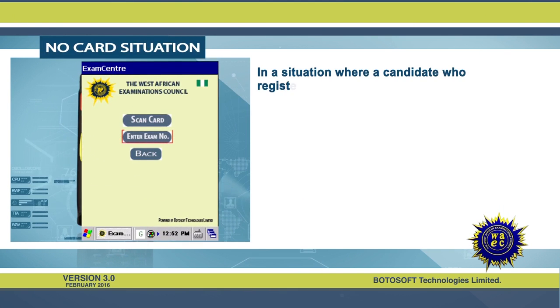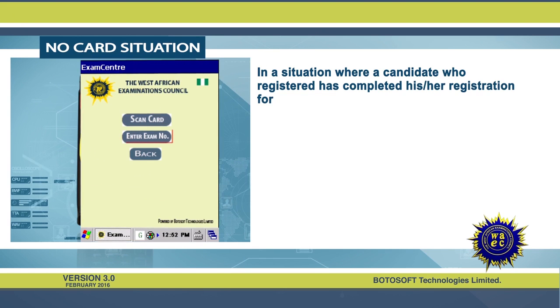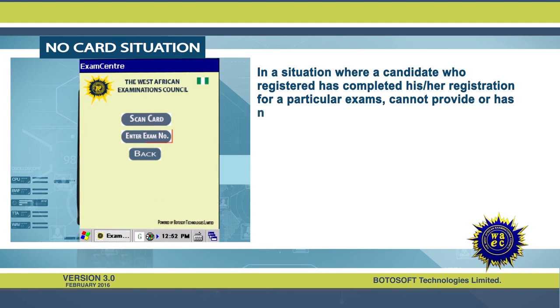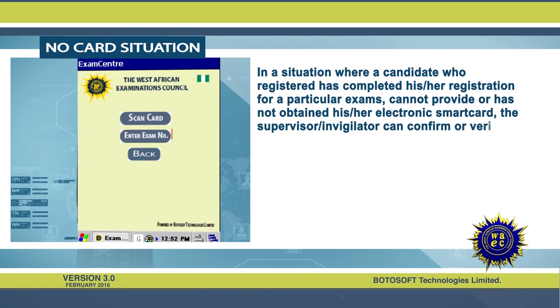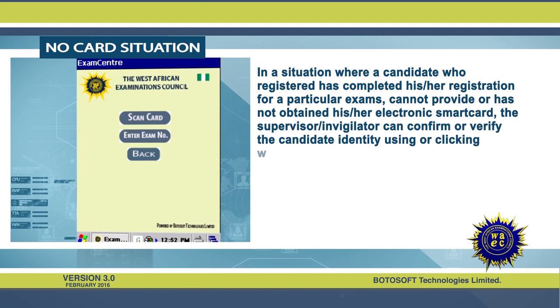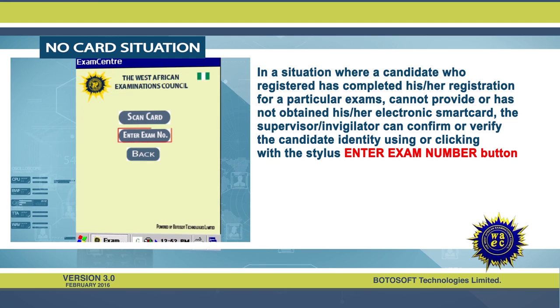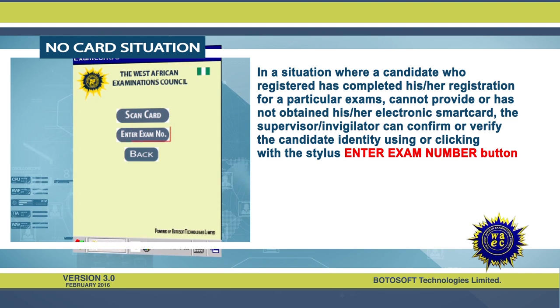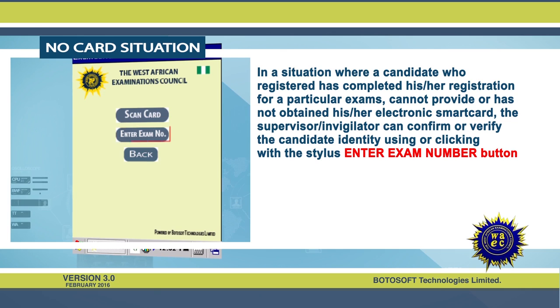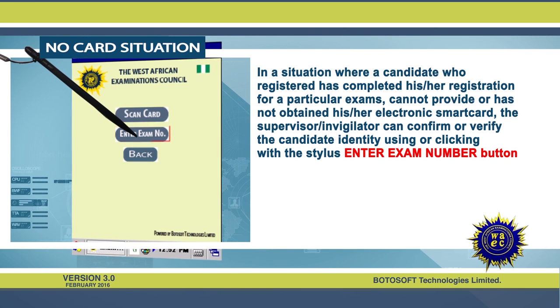No card situation. In a situation where a candidate who registered has completed his or her registration for a particular exams, cannot provide or has not obtained his or her electronic smart card, the supervisor or invigilator can confirm or verify the candidate identity using or clicking with the stylus Enter Exam Number button.